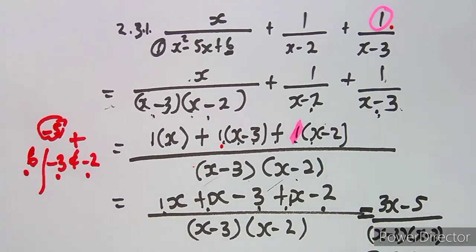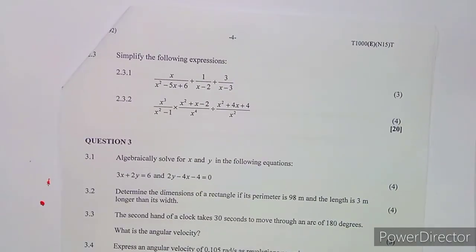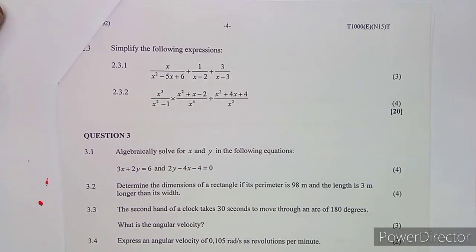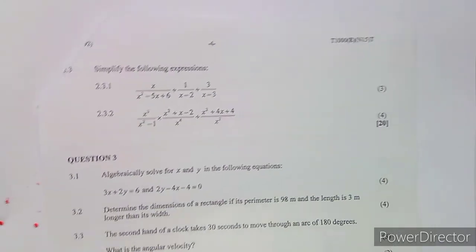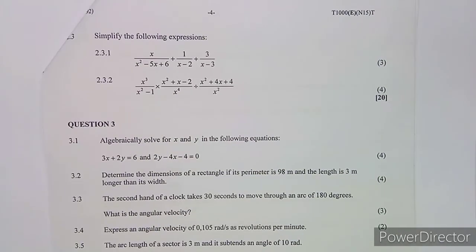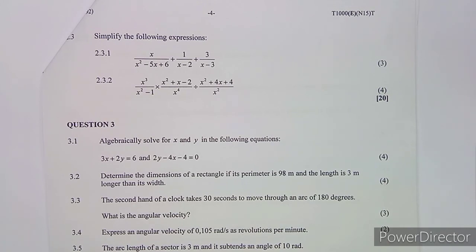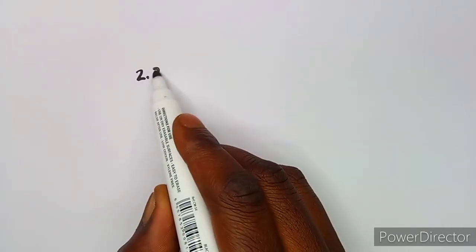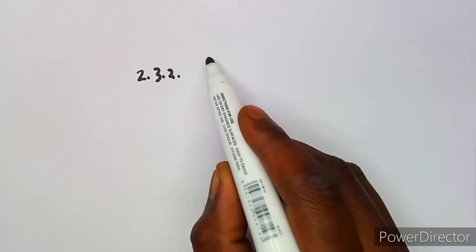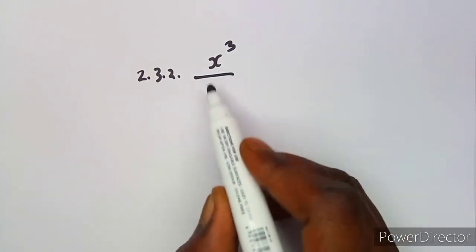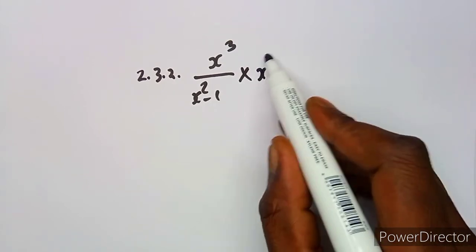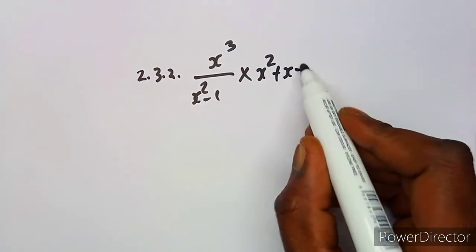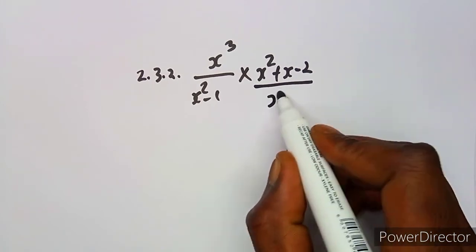All right, so on 2.3 we move on to another part, which is 2.3.2, which is to simplify again. Okay, so I'm going to write down that expression again. Let's see what we're supposed to do. So I'm just going to write in a simplified manner. This is 2.3.2. All right, we are given x to the exponent of 3 minus x squared minus 1 multiplied by x squared plus x minus 2 over x to the exponent of 4.